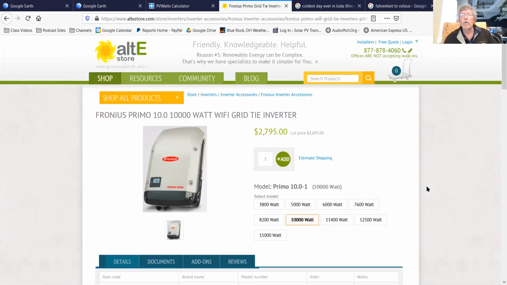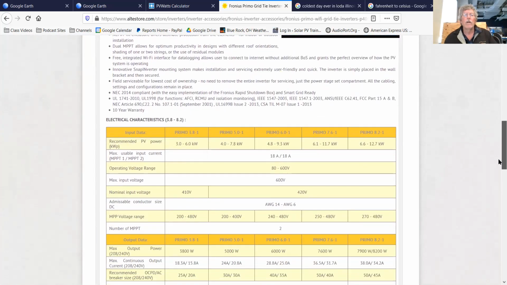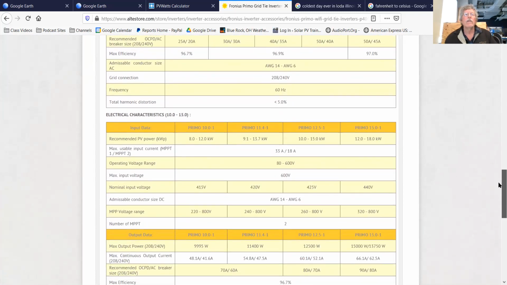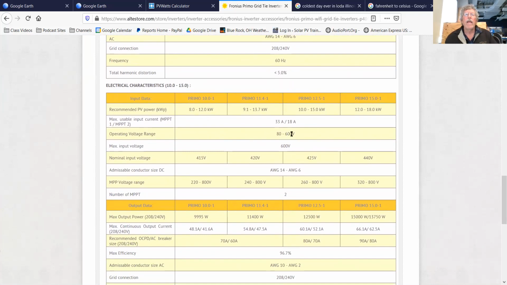And what am I looking for with my 10 kW inverter? Well, I'm looking for what is its minimum, what is its maximum. So the operating range here looks like, let's make sure I'm in the 10s. Here's the 10. It starts up at 80 volts and it goes to 600 volts.